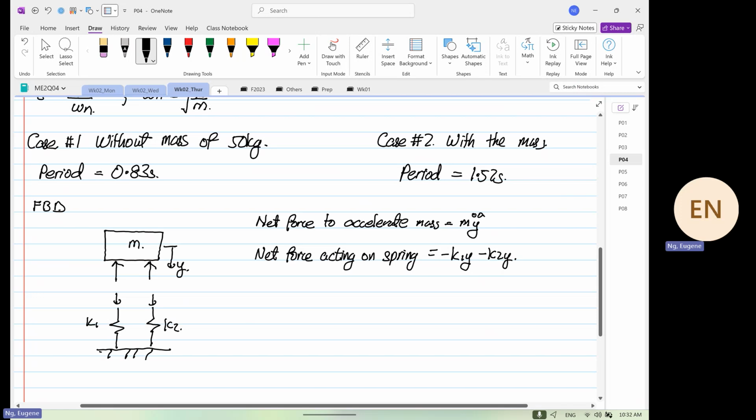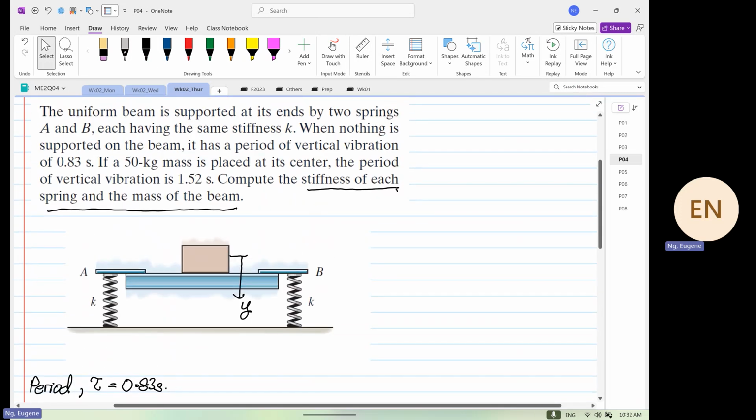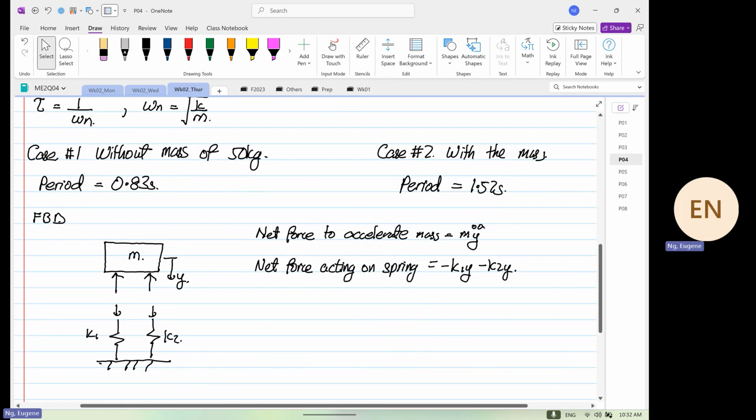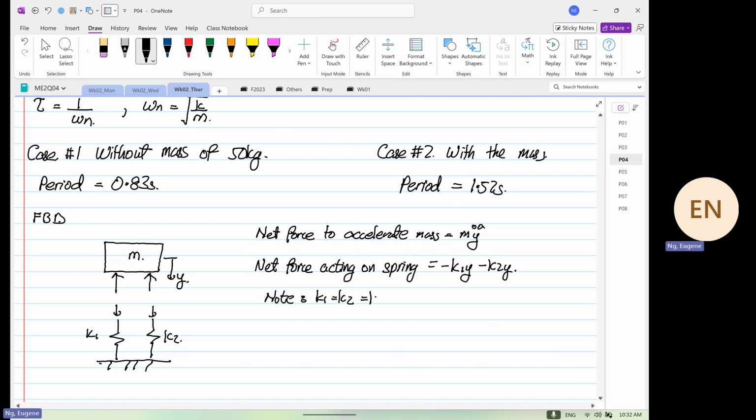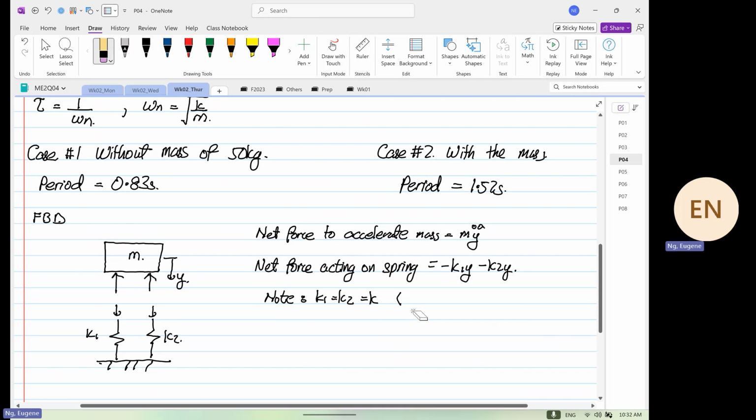So over here, did they say that K1 is equal to K2? Same stiffness, okay. So note that K1 is equal to K2 and is equal to K, because it was specified that K1 is equal to K2. So for this case, we have minus 2K multiplied by y is equal to m y double dot.